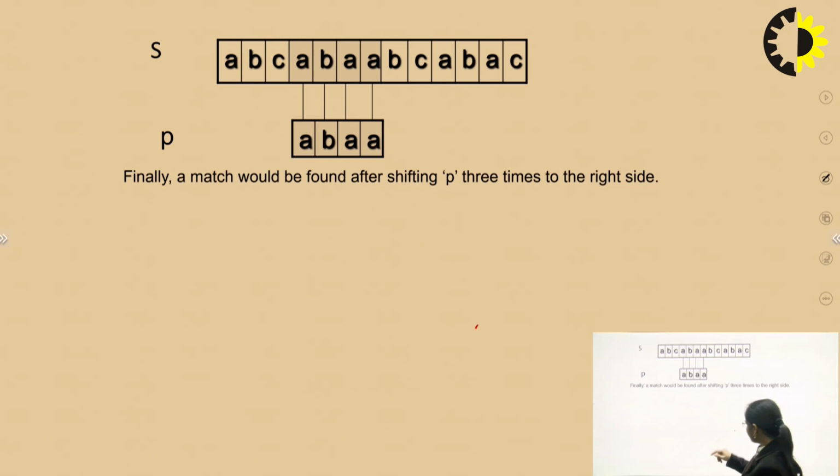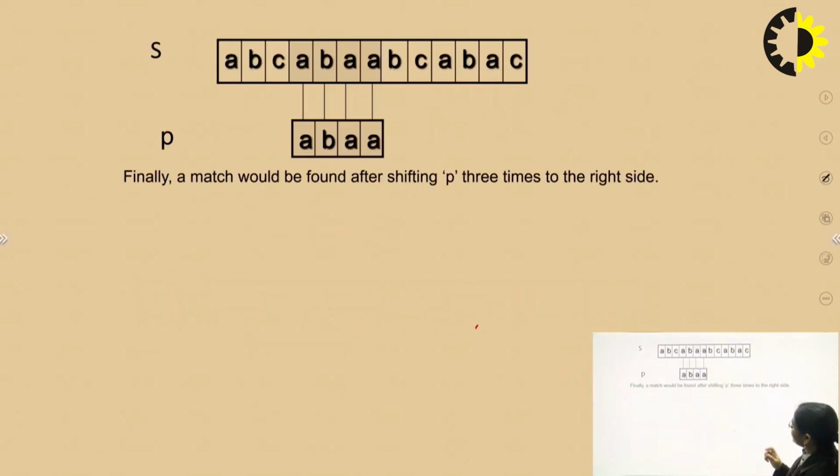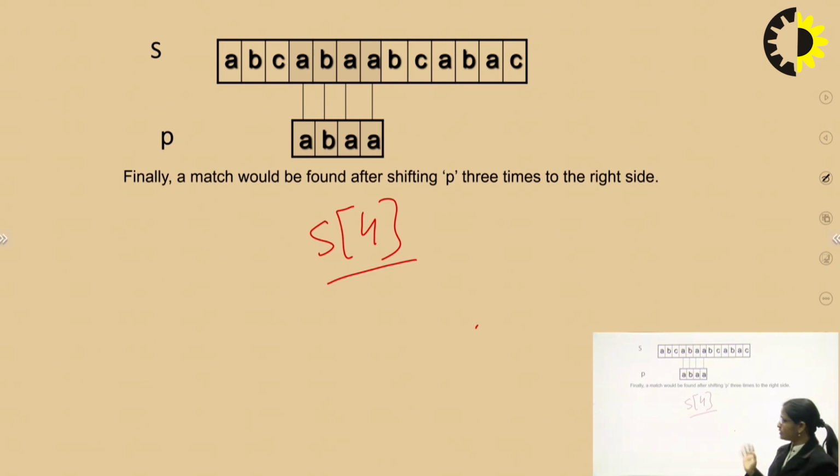After doing this procedure, we have detected the location of the pattern. The location would be 1, 2, 3, 4, that means at element S4. This is the location where we have found the pattern in the string.